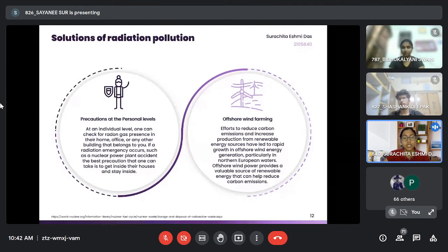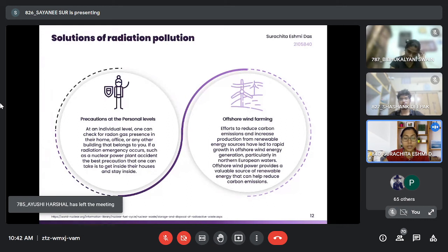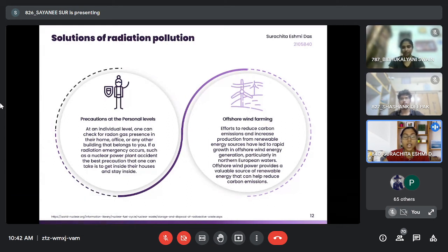In European waters, efforts to reduce carbon emission and increase production from renewable energy sources have led to rapid growth in offshore wind energy generation. Offshore wind power provides a valuable source of renewable energy that helps reduce carbon emission. Technological advances are allowing higher capacity turbines to be installed and in deeper waters, but there is still much that is unknown about the effects on the environment.